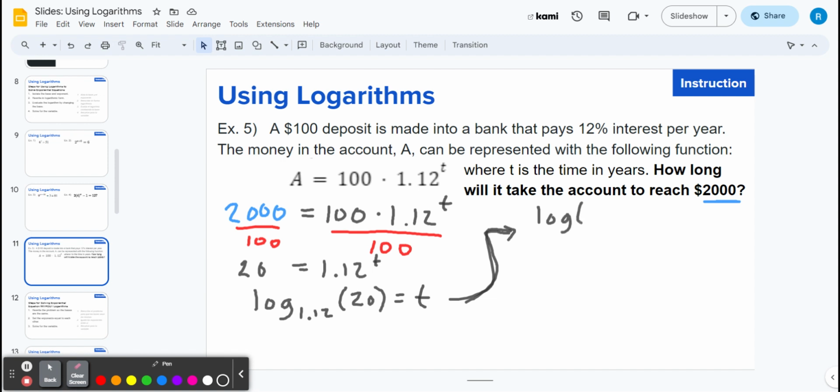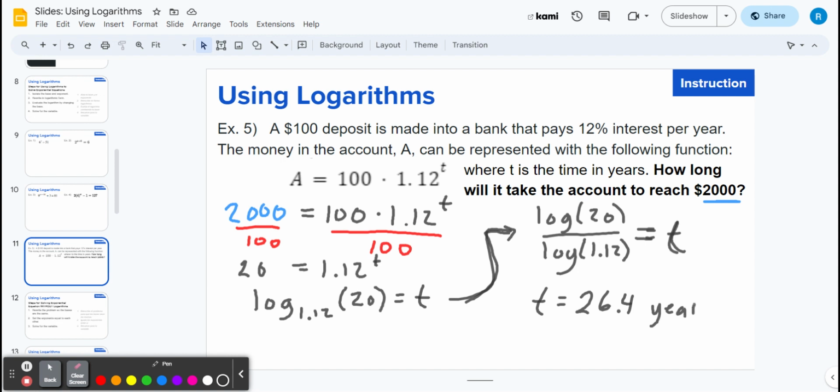Log of 20 divided by the log of 1.12. That equals t. Oh, I'm losing my ability to write. So we plug that in and we get a value that t equals 26.4 years is how long it would take us to reach that $2,000 goal.